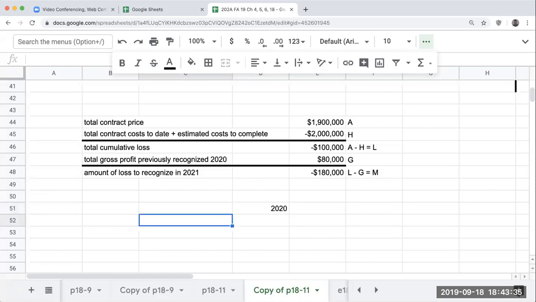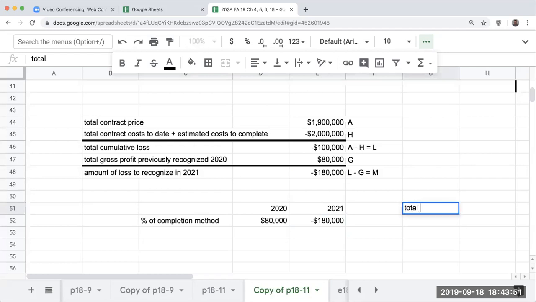So in 2020, under the percentage of completion method, okay, we recognized an $80,000 profit. In 2021, we're recognizing a $180,000 loss. So my total cumulative loss is going to be this $80,000 plus the loss I'm recognizing this year, or $100,000. So I end up having to take more because my cumulative loss needs to be at 100.